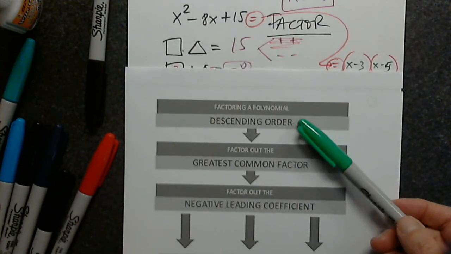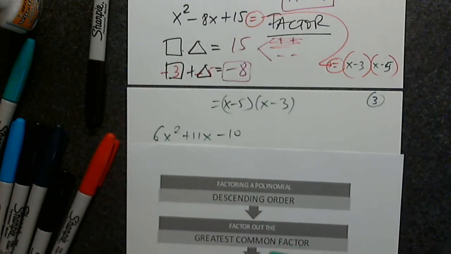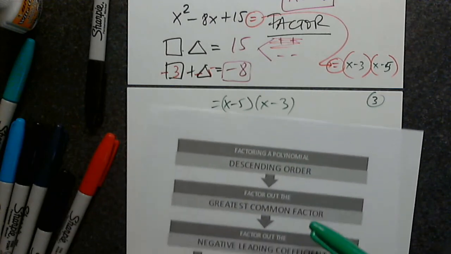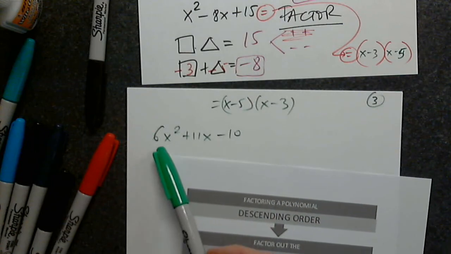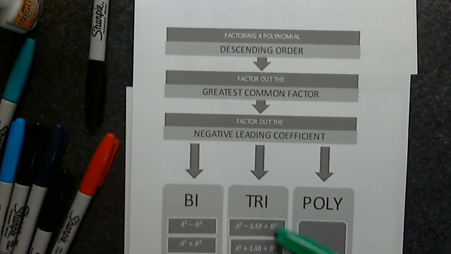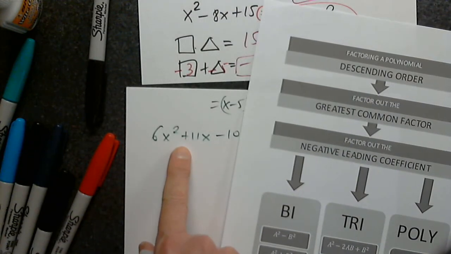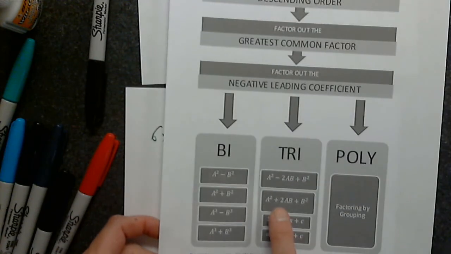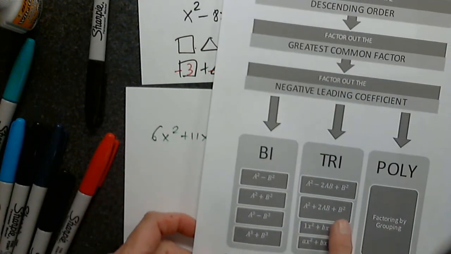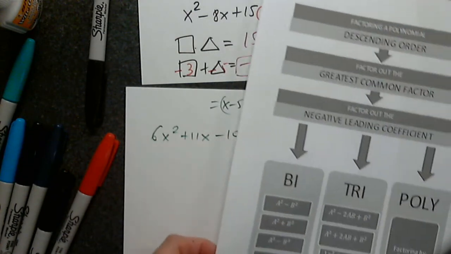But I go from the beginning. It's in descending order, yes. Greatest common factor, no. 6, 11, and 10 don't have a common factor. Negative leading coefficient, no. Special product, I always hope for a special product. From these two, I will look at the one with the plus. But this is not a perfect square, and this is negative, so that's not allowed. So they cannot be a special product.